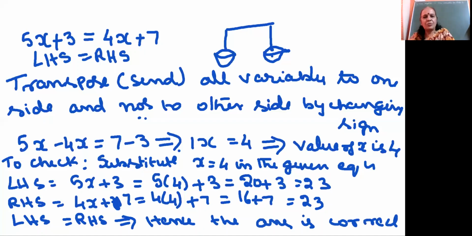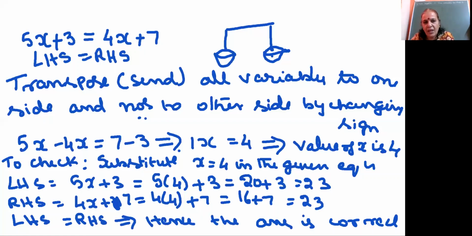Now 5x plus 3 is equal to 4x plus 7 is a linear equation. Here we are having only one variable x. In the higher class, you are going to learn equations in two variables, and along with that, the degree of the variable is 1 here. Therefore, we call this a linear equation. Now 5x plus 3 is equal to 4x plus 7 is a linear equation in one variable.